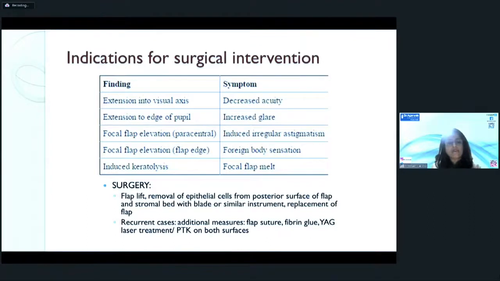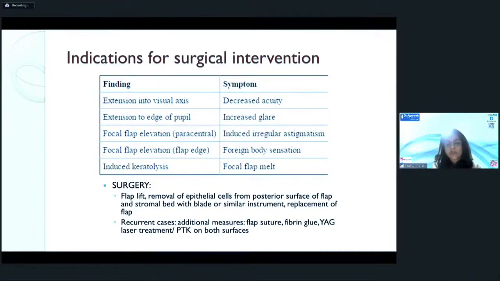So again, a lot of techniques have been described for treating epithelial ingrowth. Generally, of course, like I said, you can observe for peripheral epithelial ingrowths, which are just static, not progressive, and not causing any visual symptoms. But if any of these things are happening, you would want to lift the flap and remove the epithelial cells, not just from the bed, but also from the posterior surface of the flap. And then you can replace the flap. You can, of course, also apply adjuvants such as mitomycin C or alcohol, or sometimes combine it with a PTK.